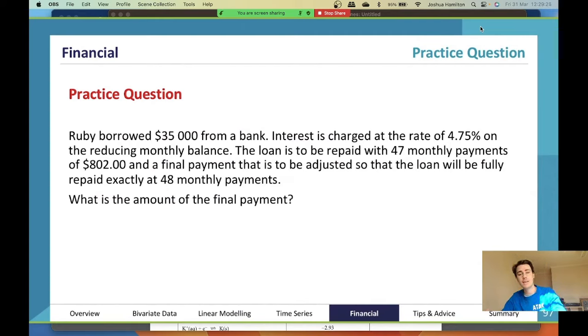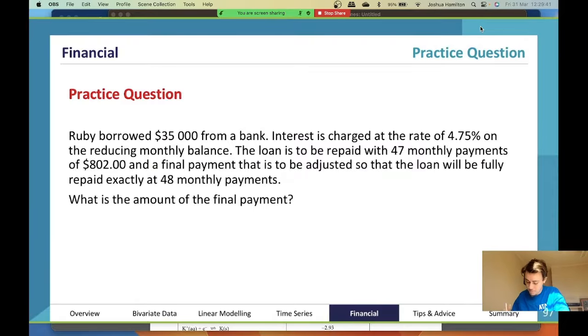So what it's saying is if I pay $802 for 48 months, I'll pay too much. So at 47 months, I need to then stop and go, all right, how much will I owe with the interest of the last month? And you pay that off.